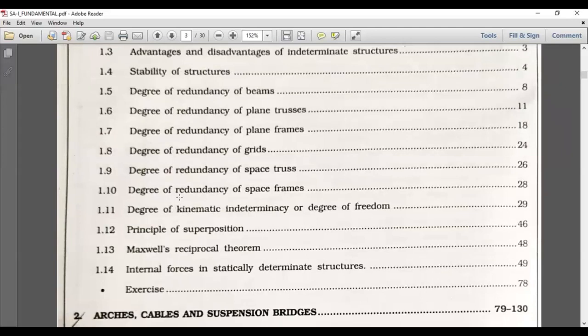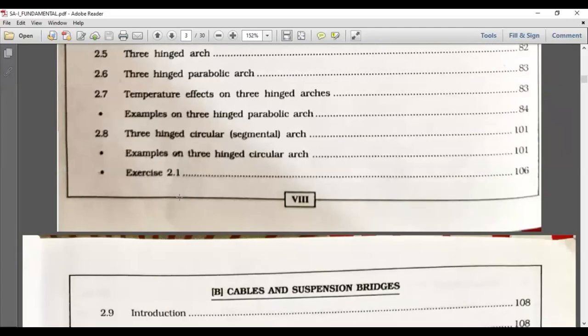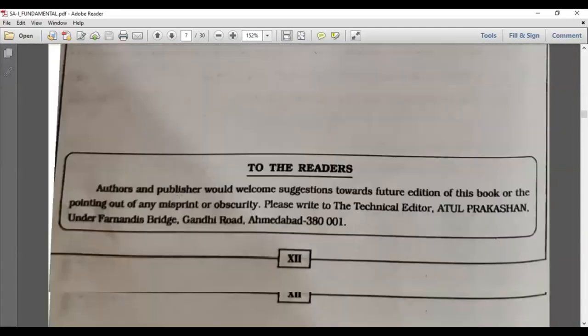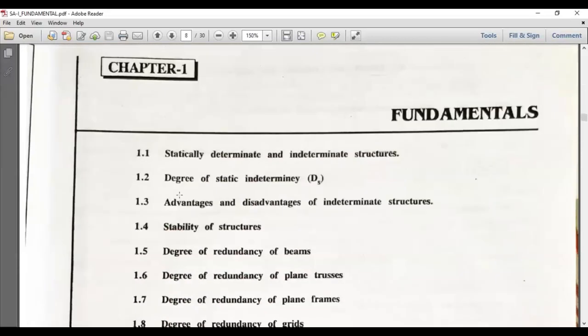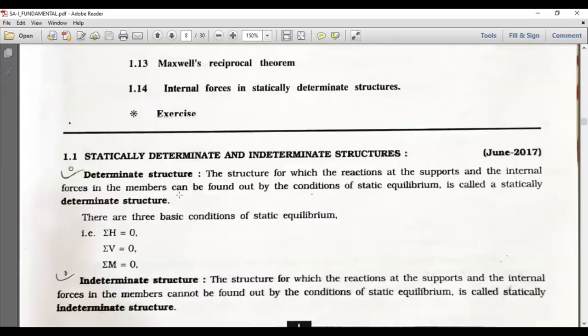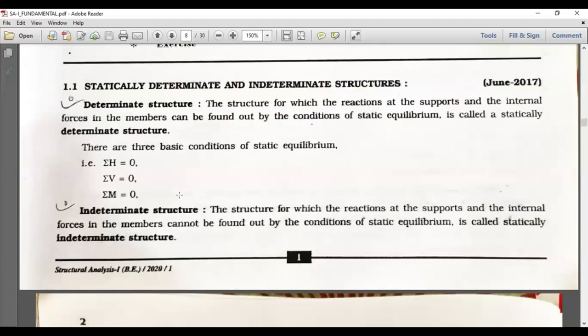On the basis of mechanics of solid, we can also solve some examples. Let us directly move on to our first chapter. We already discussed those points. First, statically determinate and indeterminate structure.